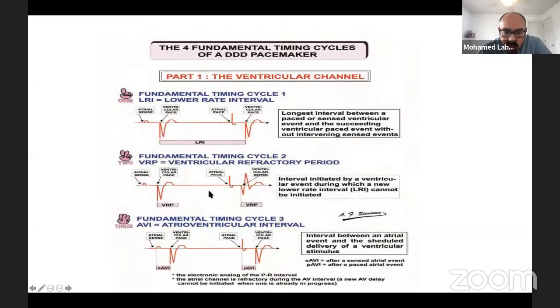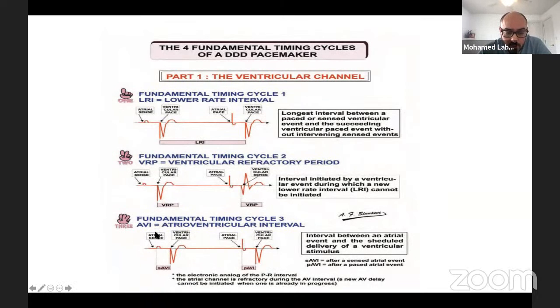A second important concept, and this is important to avoid pacing on top of T, is the ventricular refractory period, which is the time from this paced event until a certain time after the T wave. Basically, you're telling the device, after you pace the ventricle, I want you to wait, for example, 400 milliseconds or 350 milliseconds. I don't want you to do any ventricular activities, just to avoid pacing on top of T. Okay, so this is the second concept.